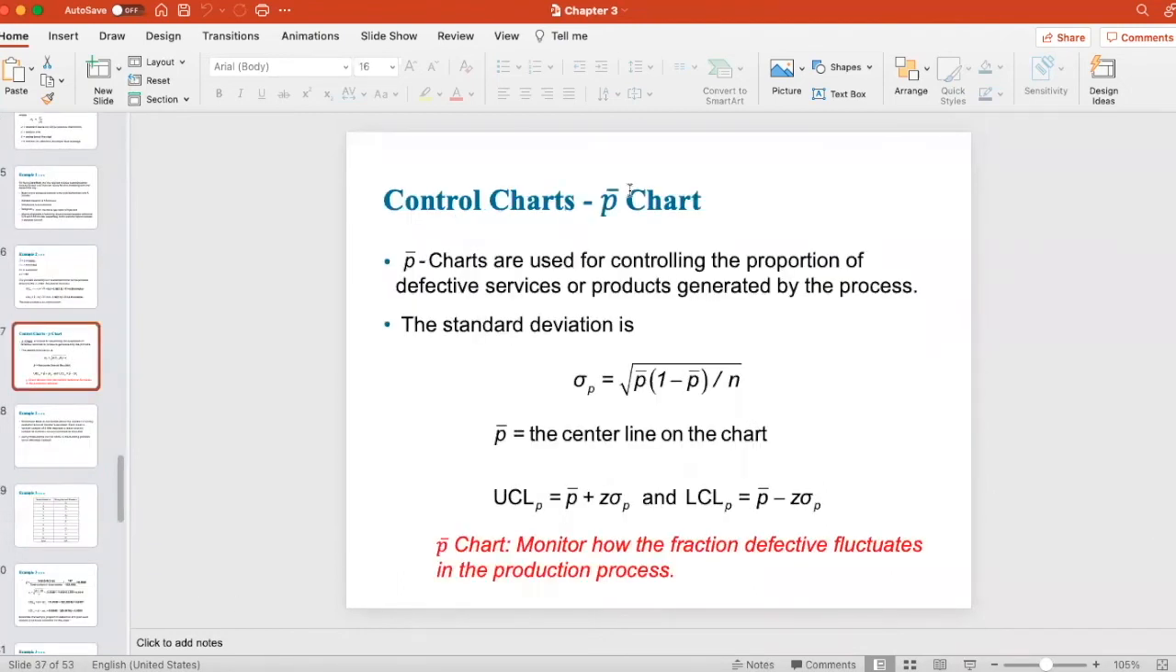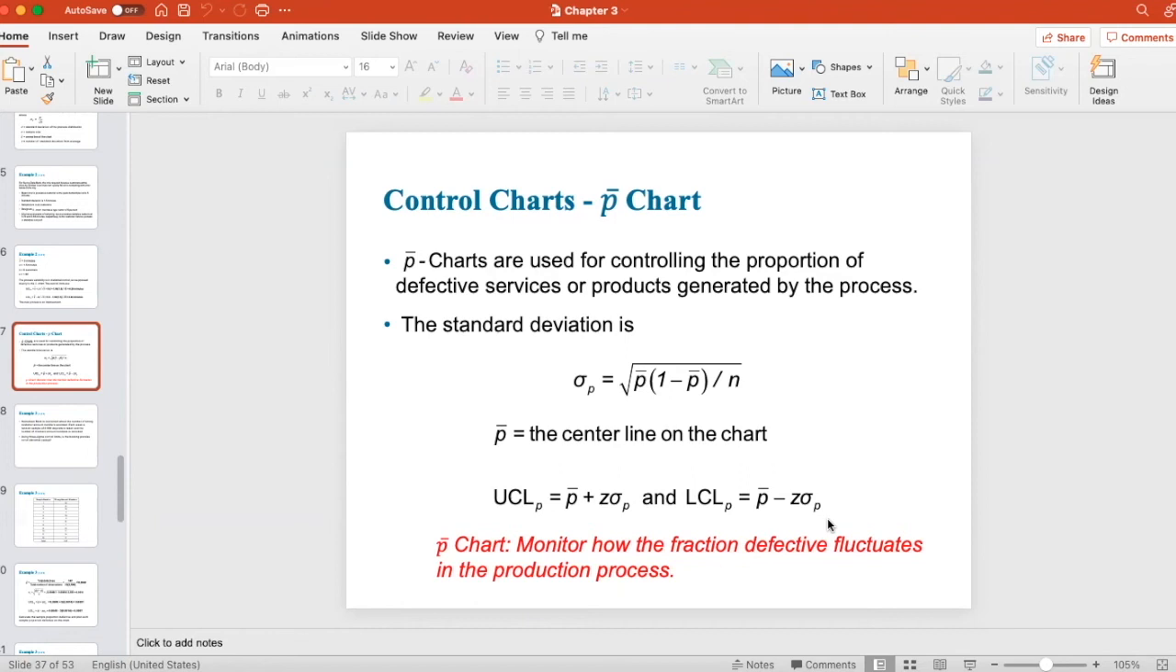Now let's move to the third chart that we will learn about within the control charts part, which is called the p-bar chart. As I just mentioned, the key point of the p-bar chart is that we use it to monitor how the fraction of defective products fluctuates in the production process. What we mean by fraction of defective products is very straightforward and simple, all right?